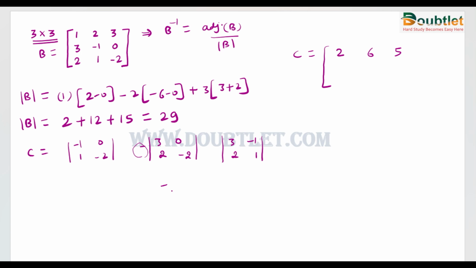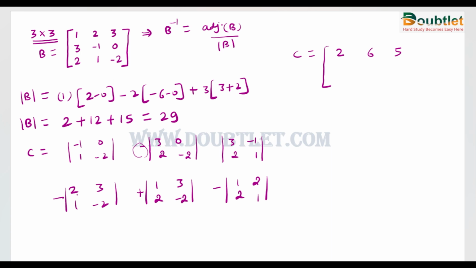Similarly, for the second and third row, we need to eliminate the particular row and column of the element and then solve the determinant of the remaining matrix. So the matrix would be 2, 3, minus 2 for here. So this is minus, this is plus. This would become 1, 3, 2, minus 2, and here minus again. So it will become 1, 2, 2, 1.